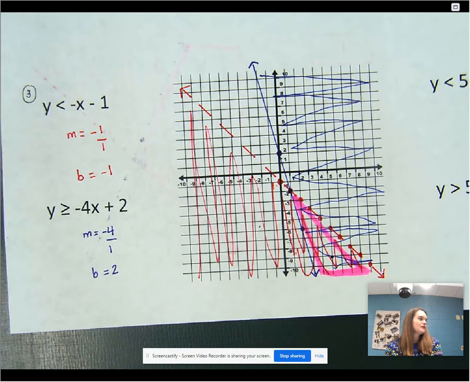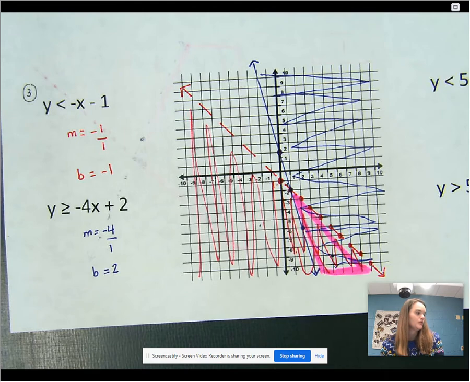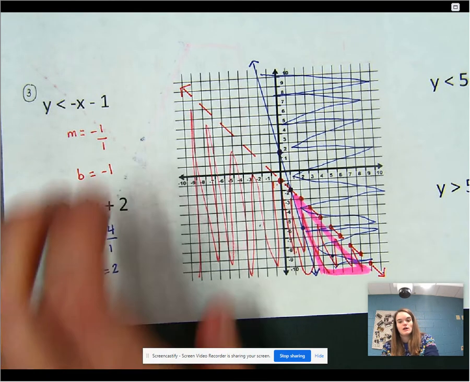All right, I'd pause the video, try 4 and 5. Make sure you can get them correct, find where they are, see if you can determine what one solution might be. I'm going to keep going, but pause the video, you try it.